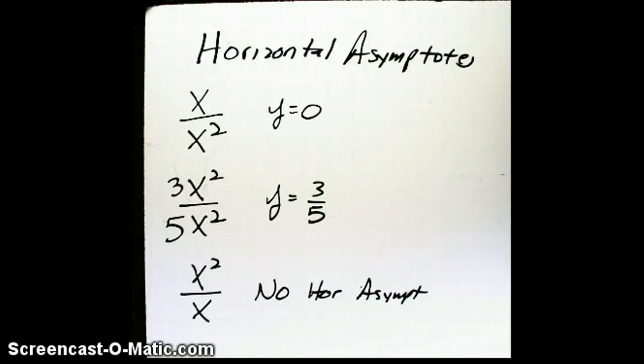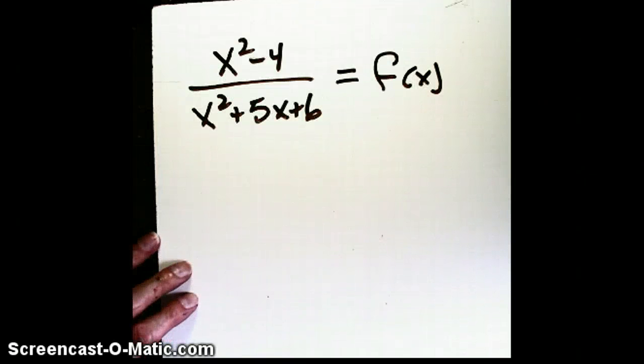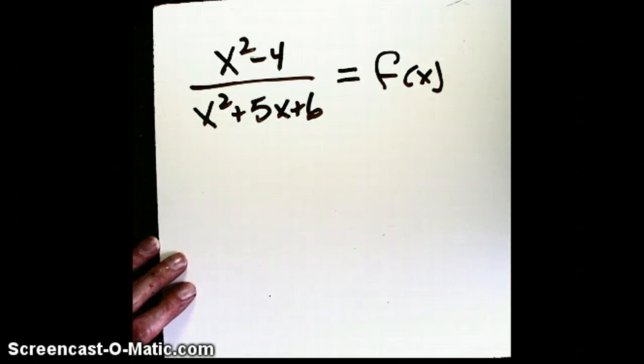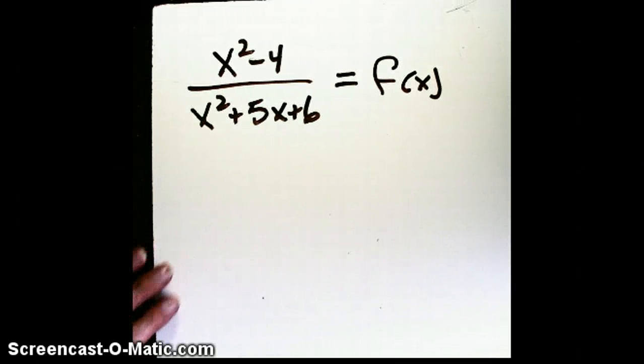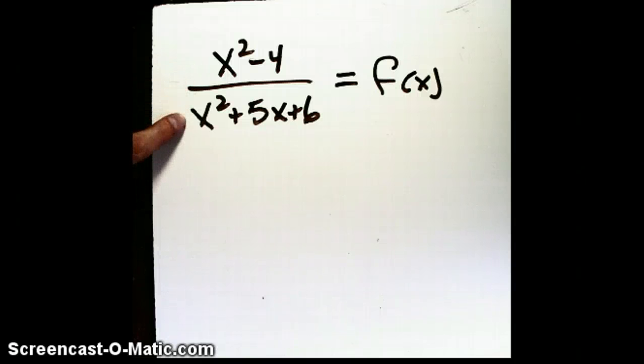Now, if the power is higher by 1, in this case it is, there is what's called a slant asymptote, which I will try to get to in a later video. Now, the question is, can we put all of what we learned together in this one problem? Can we find out information about the problem by looking at the top and the bottom? Can we find asymptotes? Can we graph it? And then we can see what it looks like on the graphing calculator.